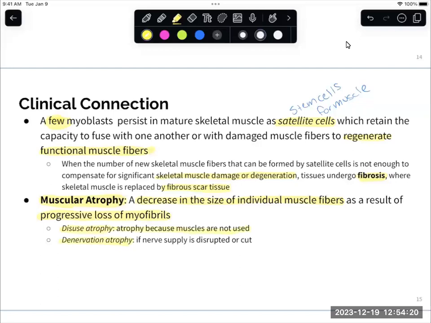So the nerve that goes to that muscle cell doesn't work. It could be disrupted, it could be cut. There are a lot of things that could cause it. You're no longer able to use that muscle cell, so those muscle cells are going to shrink. They're going to get smaller because there's no nerves telling them to contract.